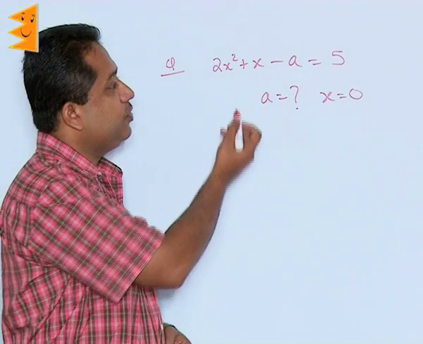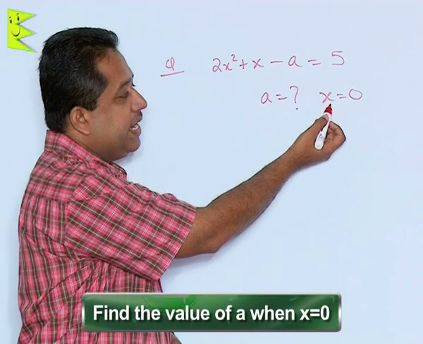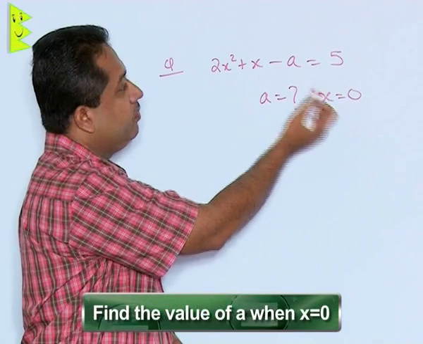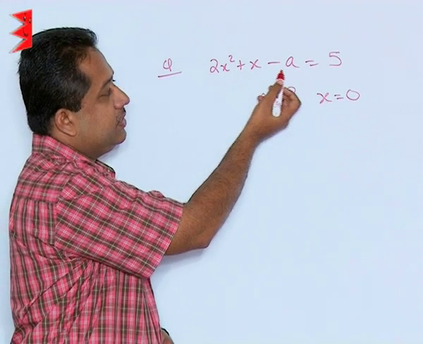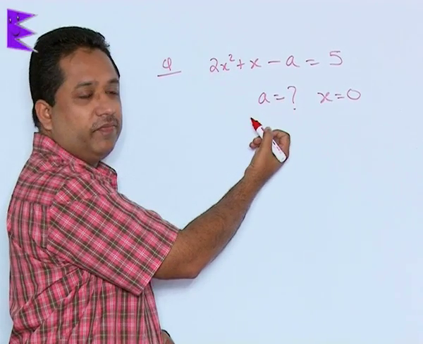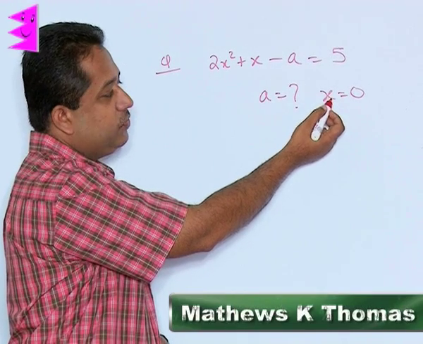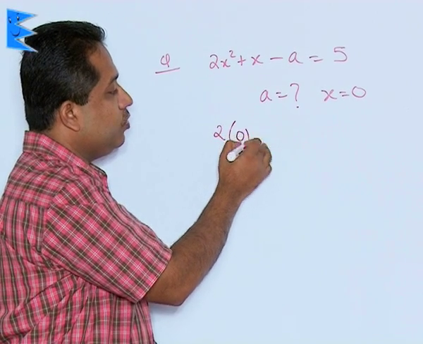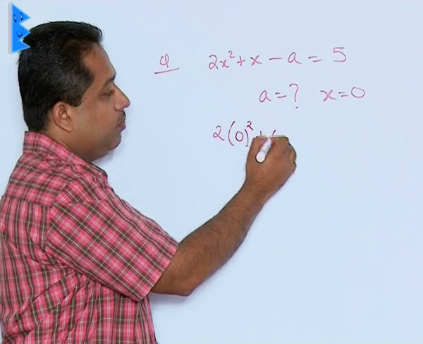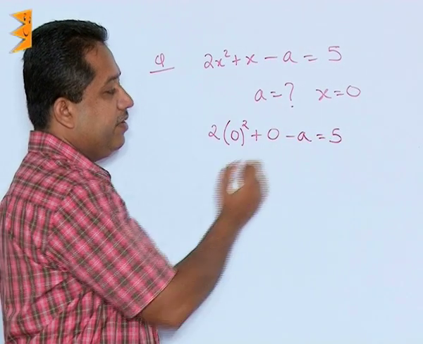In this question that you see here, we have to find the value of a when the value of x is given as 0. The expression given to us is 2x square plus x minus a equal to 5. Now the value of x is given to us as 0. This value 0 we are going to substitute here. So this will become 2 into 0 square plus 0 minus a is equal to 5.